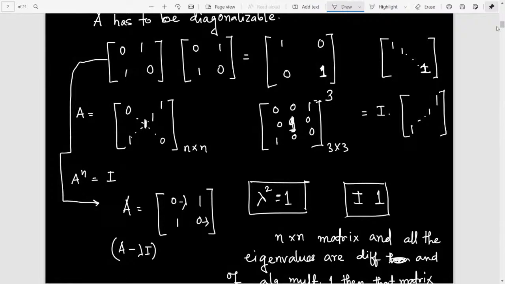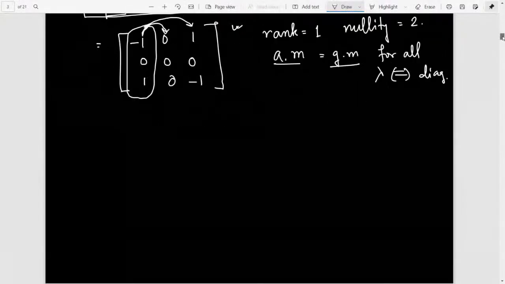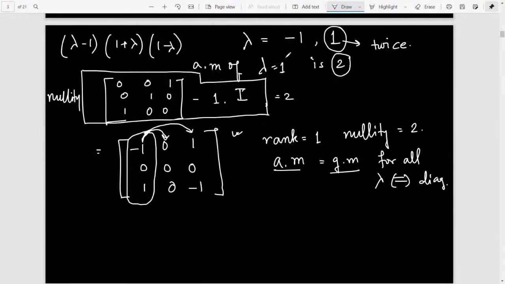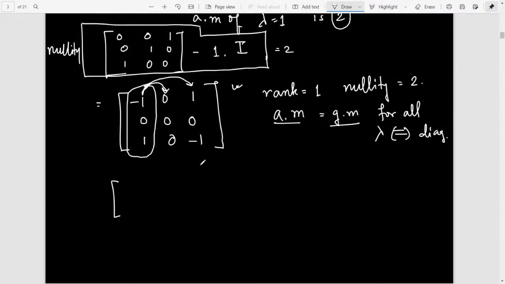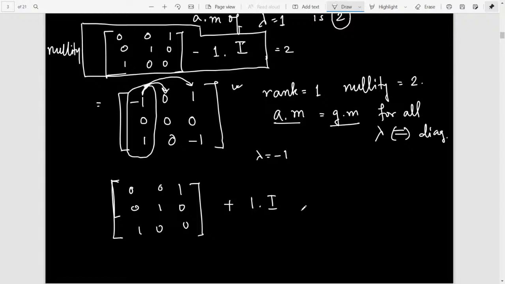So one of the things is that A to the power n is equal to identity, and diagonalizability kind of follows. So let me finish this up with minus 1 itself. If you take this matrix 0 0 1, 0 1 0, 1 0 0, and you take your lambda to be minus 1, now this is your A plus 1 into identity. So what happens?